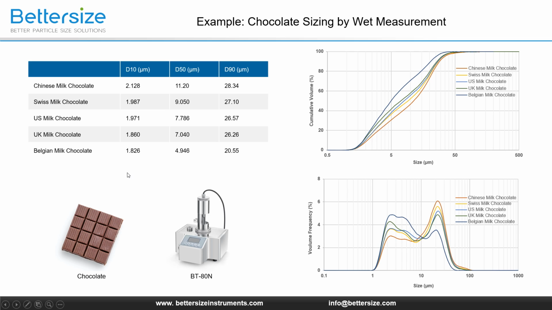The organic solvent methyl laurate is used as the medium for chocolate, and therefore a small volume anti-corrosive module BT80N is utilized. As we see in this figure, even small particle size differences in various milk chocolates can be detected by the Bettersizer 2600 due to its high resolution and stable performance.